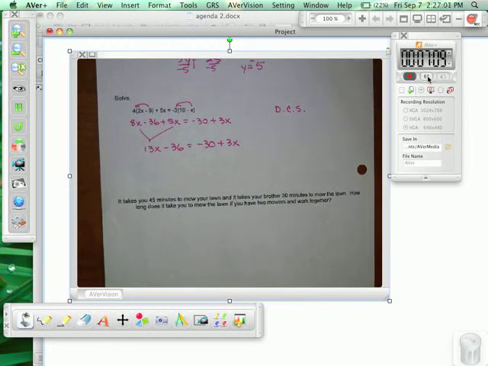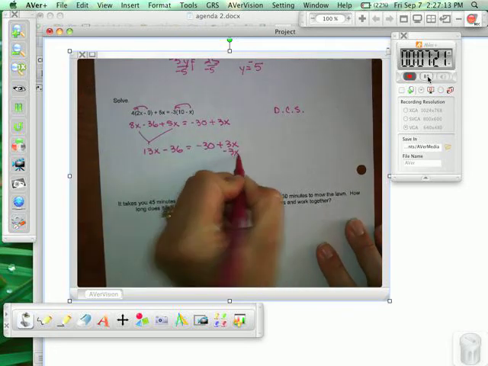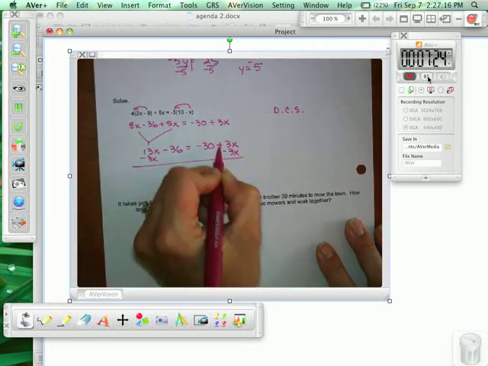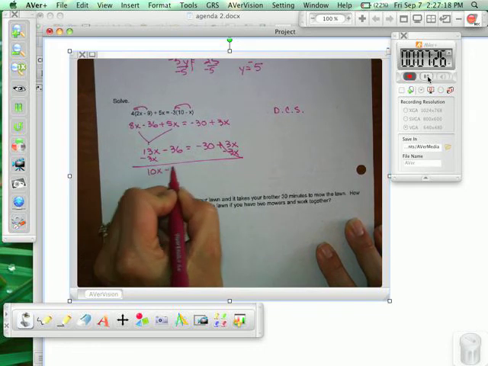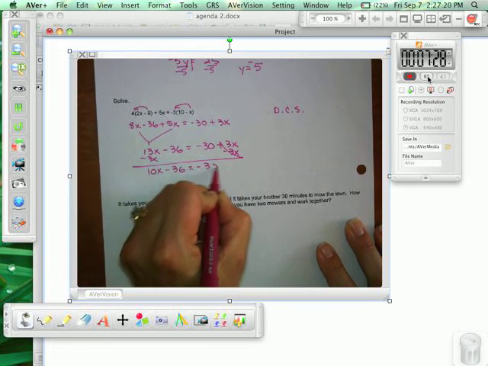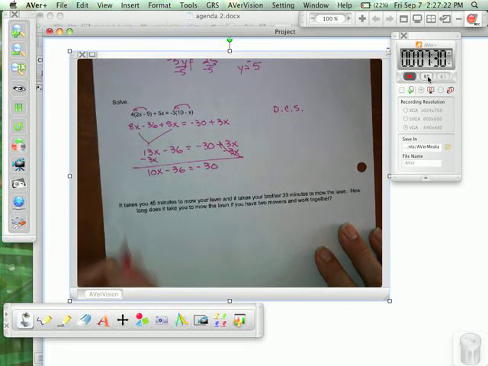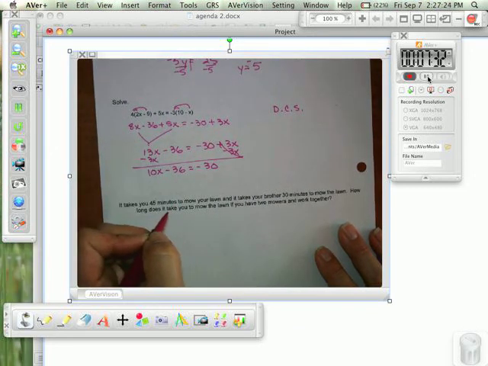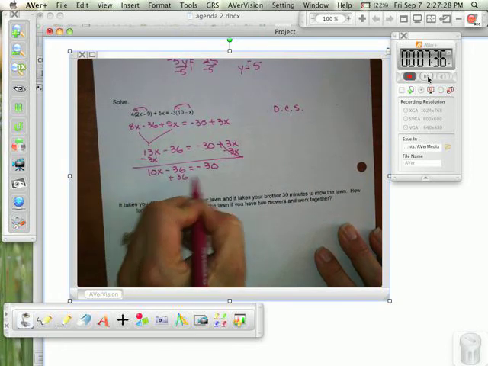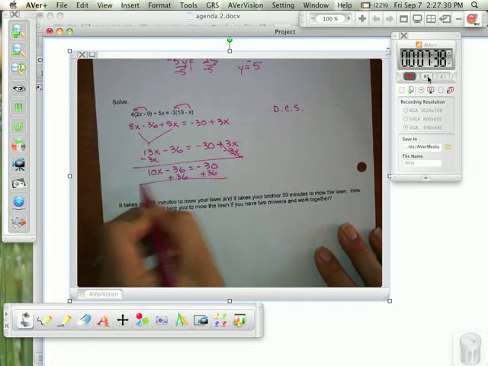Oh, you can't see? Okay. Minus 3x. Okay, let's do that. So this is 10x minus 36 equals -30. You may have gone a different order. As long as your math is right, you'll still get the same answer. Yep, you'll still get the same answer.